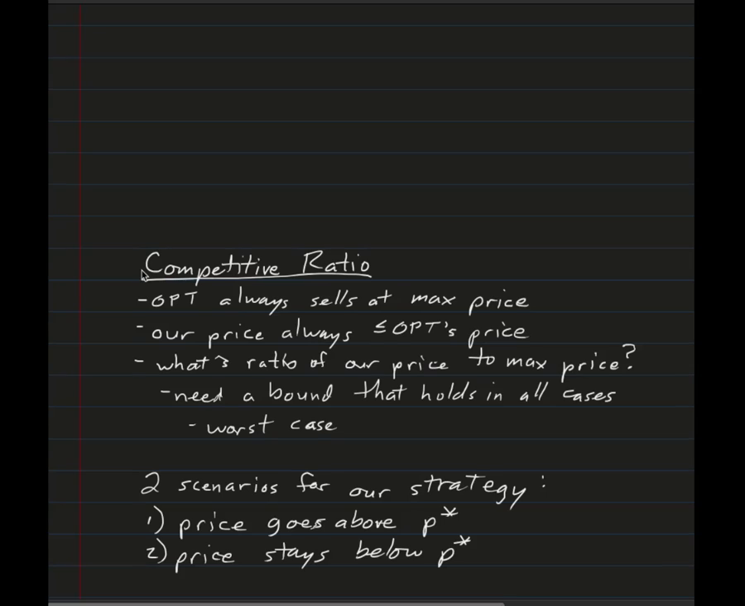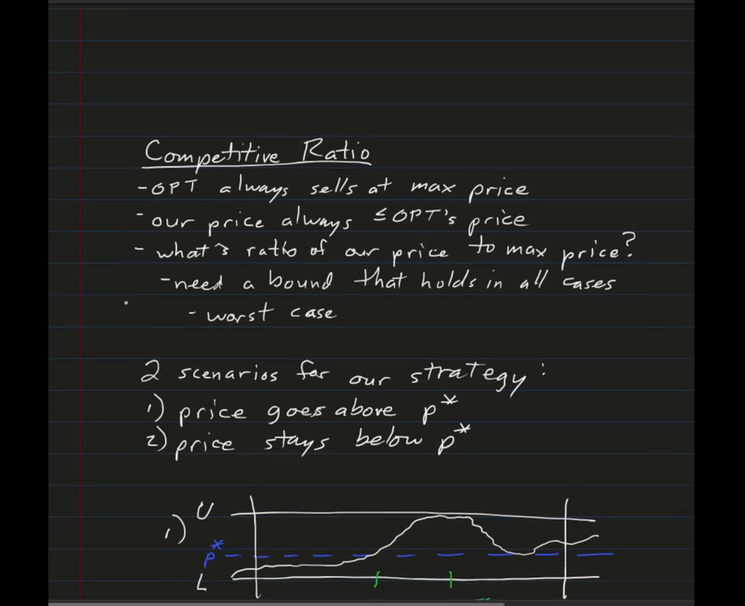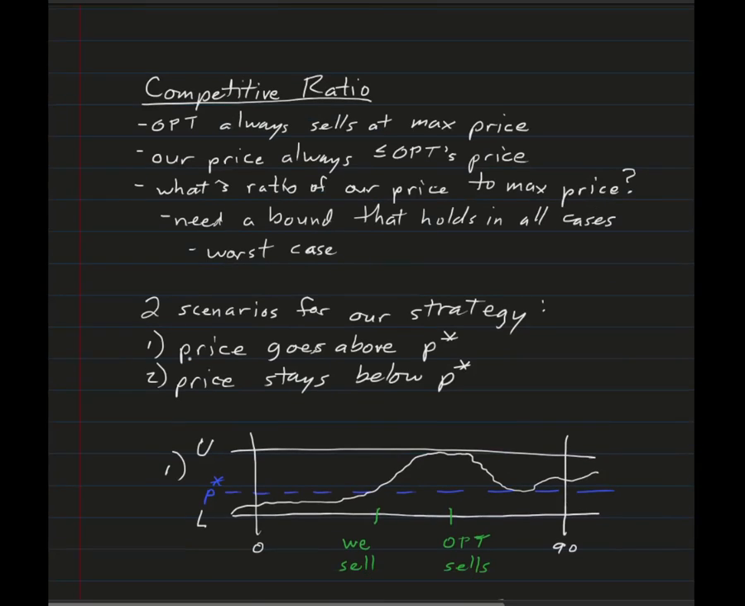Okay, let's go ahead and draw that out. I think it's helpful to draw out the little time series to see what's going on. Let's look at our first scenario. If the price goes above P star, the price starts somewhere, it goes above P star at some point, and we sell. What's the worst case? The worst case is if after we sell, the price goes all the way up to this upper limit. That is the worst case because opt can just sell when it reaches the upper limit, so that's the maximum distance between our price and the optimum price.